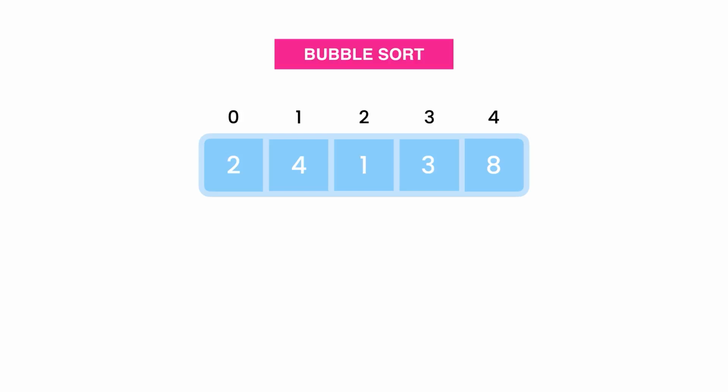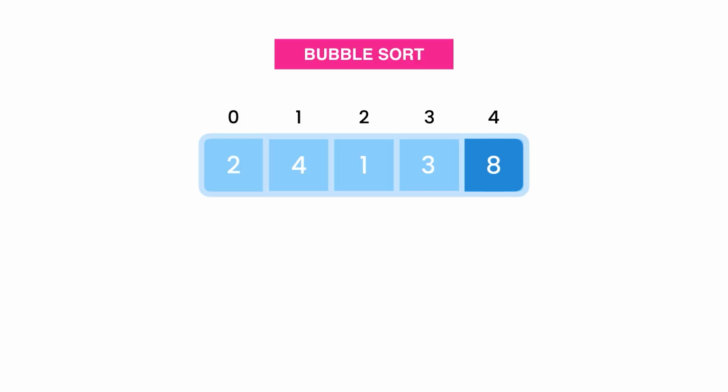We need multiple passes to fully sort this array. At the end of each pass, the next largest item moves to its correct position. So here 8 is in the correct position. This is why we call this algorithm bubble sort, because after each pass, the next largest item bubbles up and moves to its correct position. So in the next pass, the next largest item, which is 4, will bubble up.